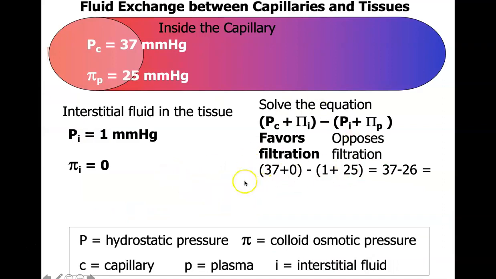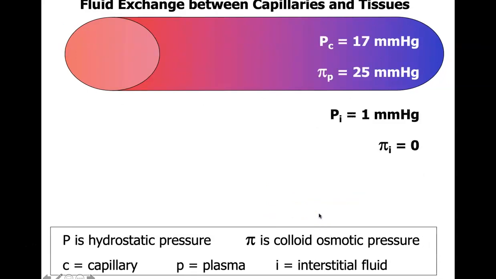And so what we see here, we plug some numbers in. Let's imagine that the hydrostatic pressure of the capillary is 37, and the colloid osmotic pressure of the plasma is 25. We can take the interstitial fluid in the tissue with hydrostatic pressure of that fluid being 1 and the colloid osmotic pressure being 0. We plug it in like this and solve for the equation. We get a number that favors filtration. When you get a positive number, that's net filtration. So it's favoring filtration.